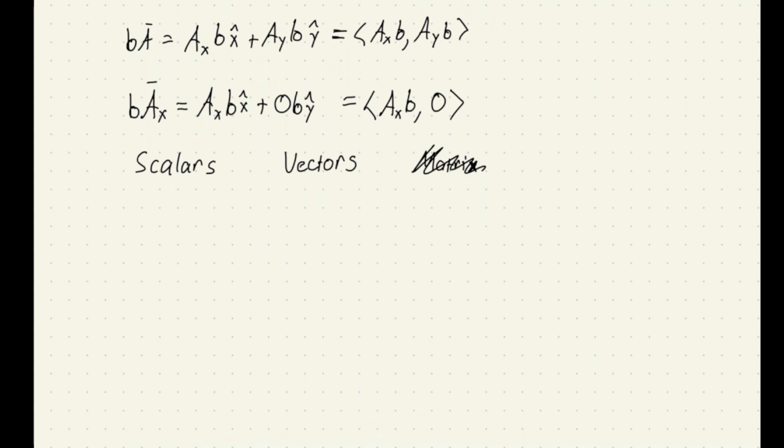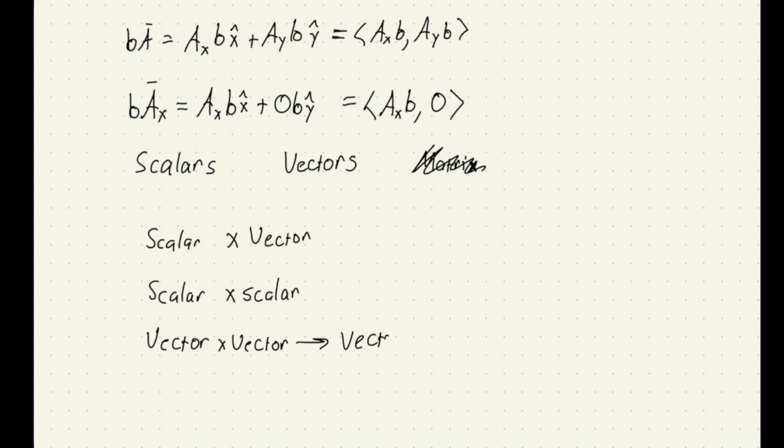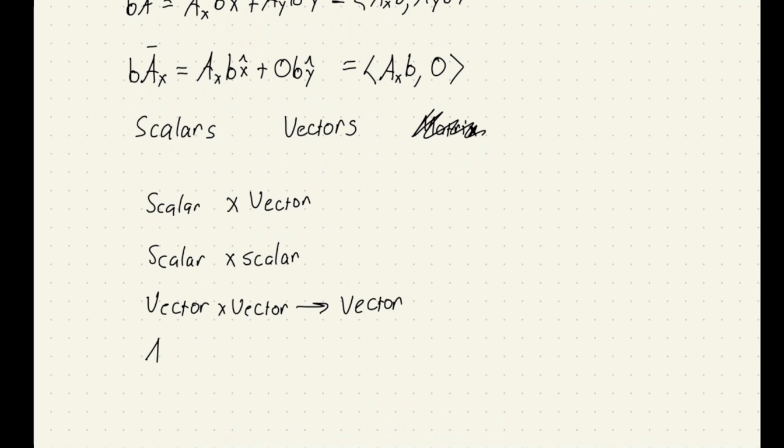So scalars and vectors. If I have a scalar, I can do a multiplication that is a scalar times a vector. I can do a scalar times another scalar, which you do all the time. That would be like 5 times 10 is 50. I can also do a vector times a vector, and my result could be a vector. But there's another type of multiplication where I would do a vector times a vector, and I would actually get out a scalar quantity.